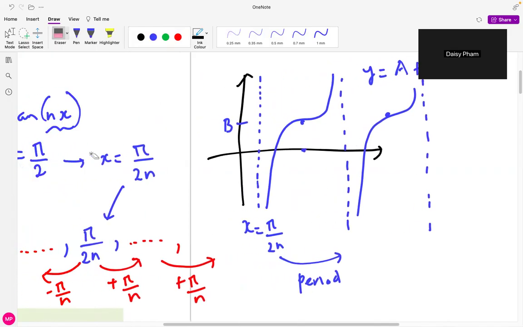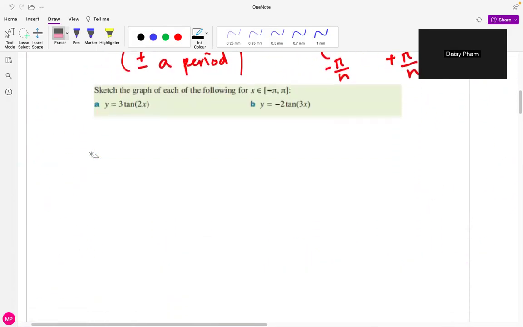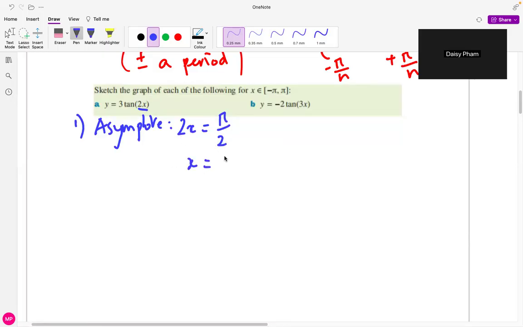All right, now we're going to do an example of how to sketch this one. So we follow the steps given above. Our first step is we're going to find the asymptote. We let 2x equal pi over 2. If we divide both sides by 2, we get x equals pi over 4. That's our first asymptote. Then we're going to get the period. The period's formula is pi over n. n is the number next to x, which is 2, and we can see it here. So the period is pi over 2.